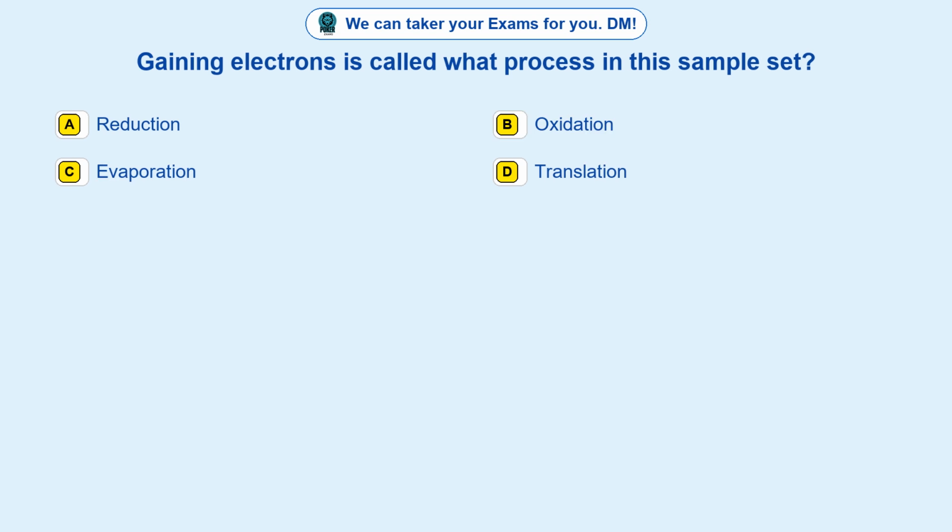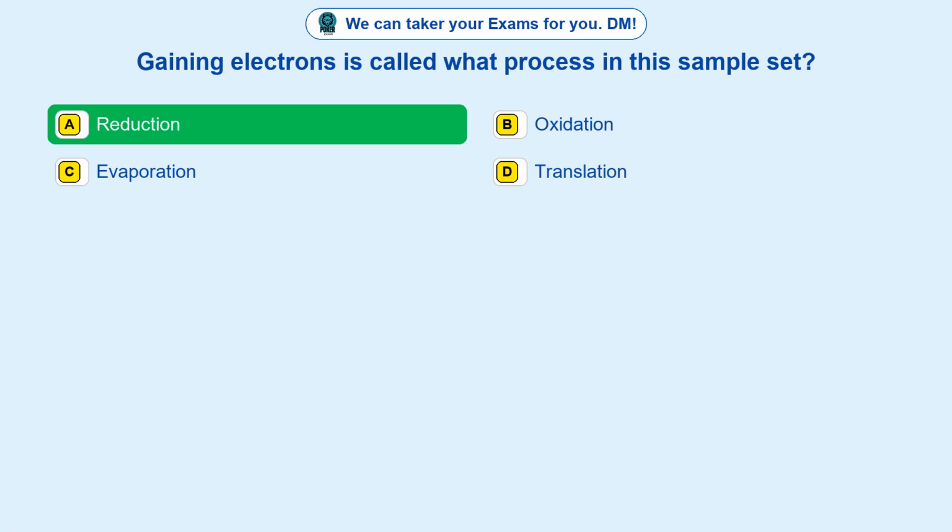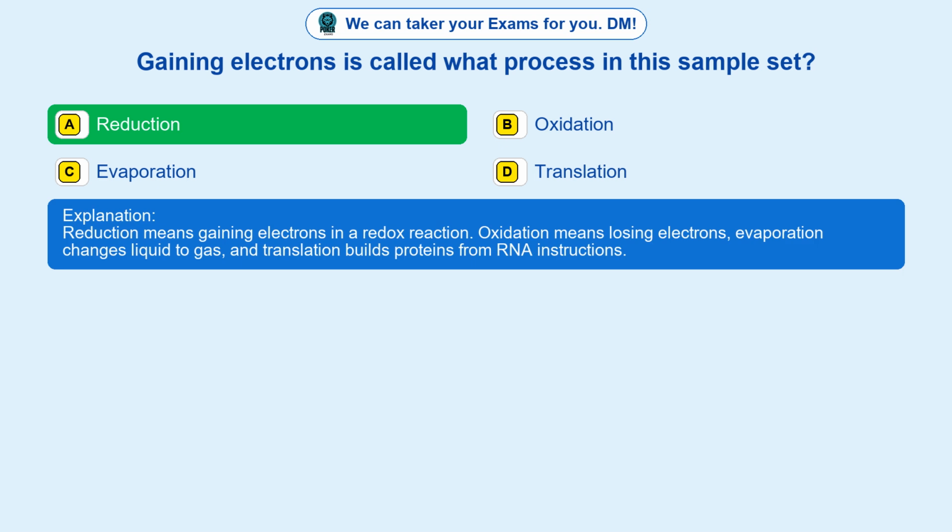Question 44. Gaining electrons is called what process in the sample set? Option A, reduction. Option B, oxidation. Option C, evaporation. Option D, translation. The correct answer is option A, reduction. Reduction means gaining electrons in a redox reaction. Oxidation means losing electrons, evaporation changes liquid to gas, and translation builds proteins from RNA instructions.